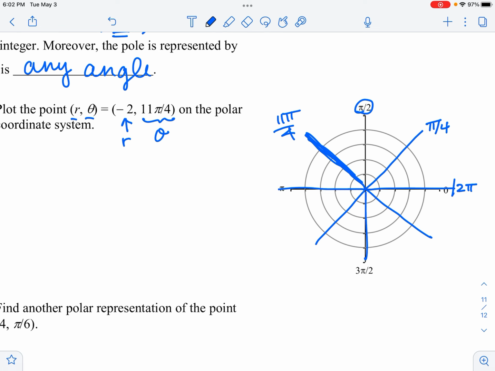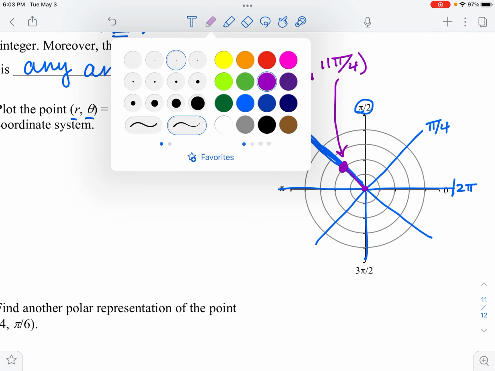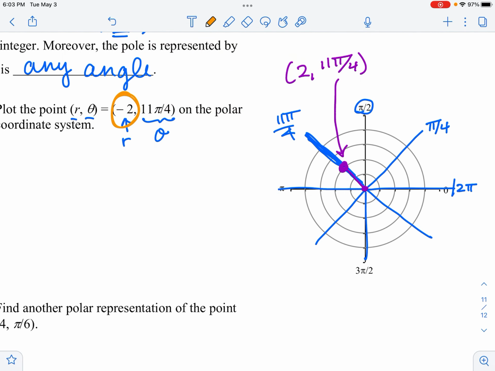So here's the deal. If they said positive 2, comma, 11 pi over 4, that's when r is 2. So from the origin or our pole, we'd go 1, 2 away. So this right here would be 2, comma, 11 pi over 4. Well, when they say negative 2, we're going to go the opposite direction. So along 11 pi over 4, we're going to go past the pole and go negative 1, negative 2. So this is our negative 2, comma, 11 pi over 4.